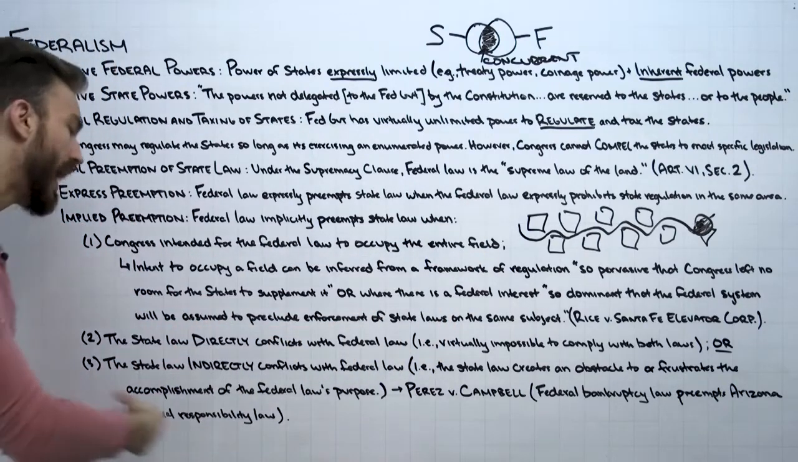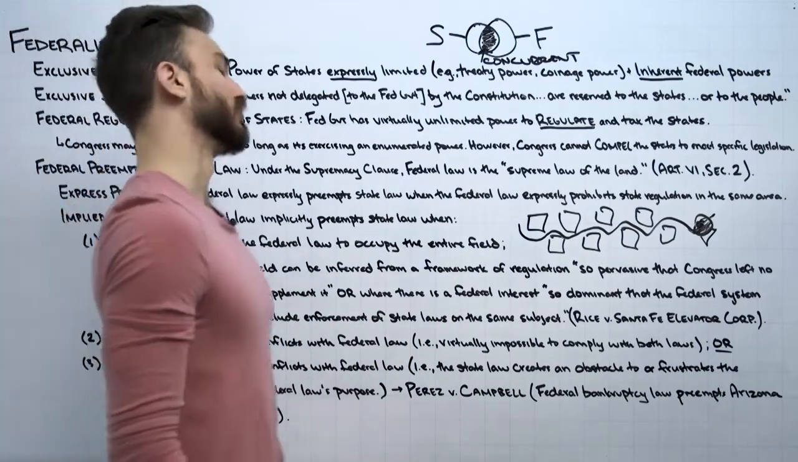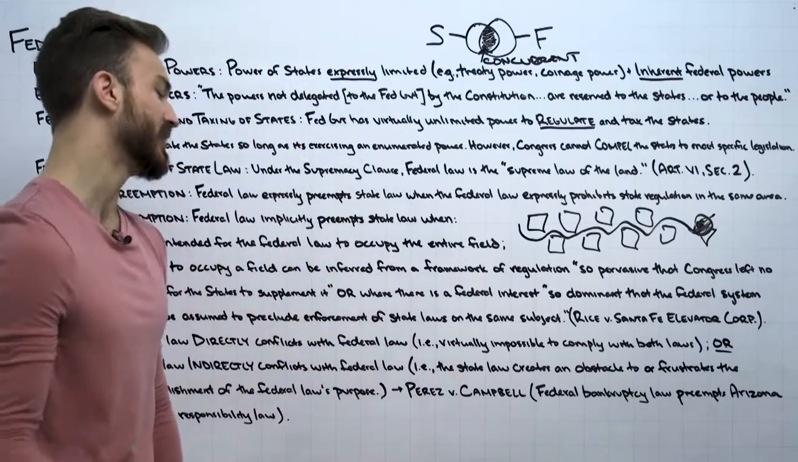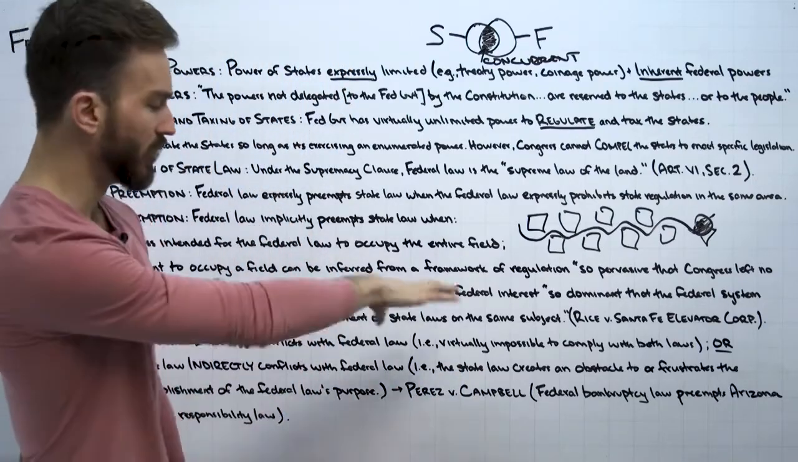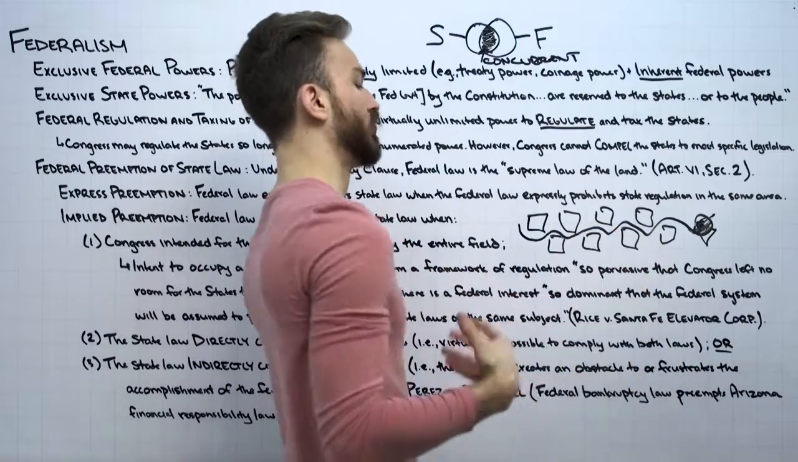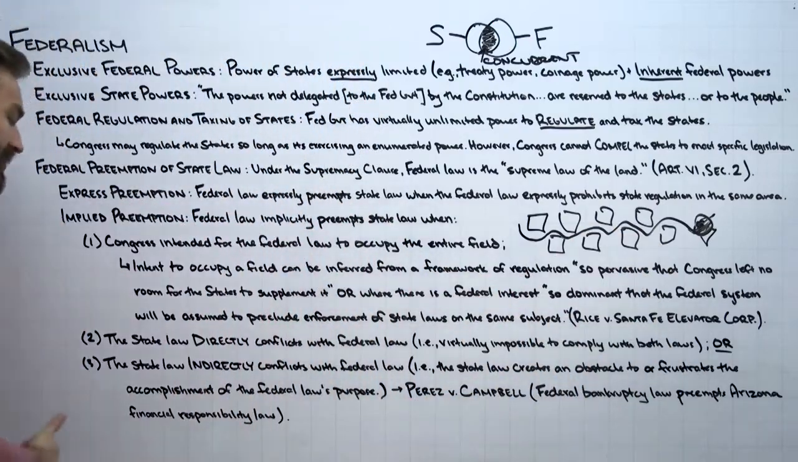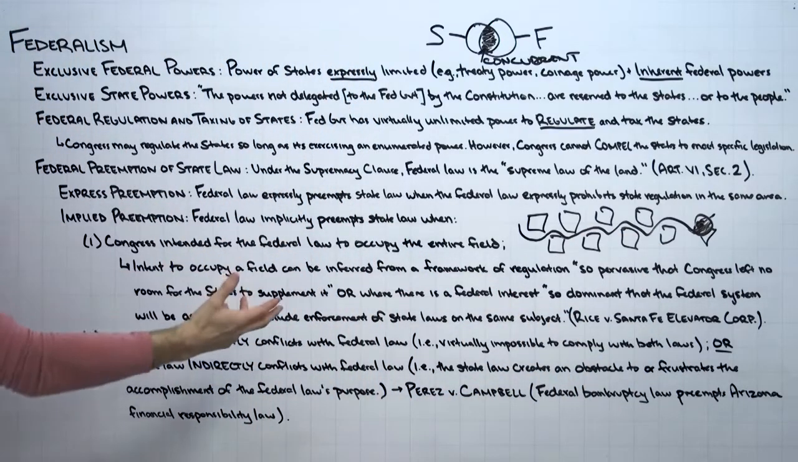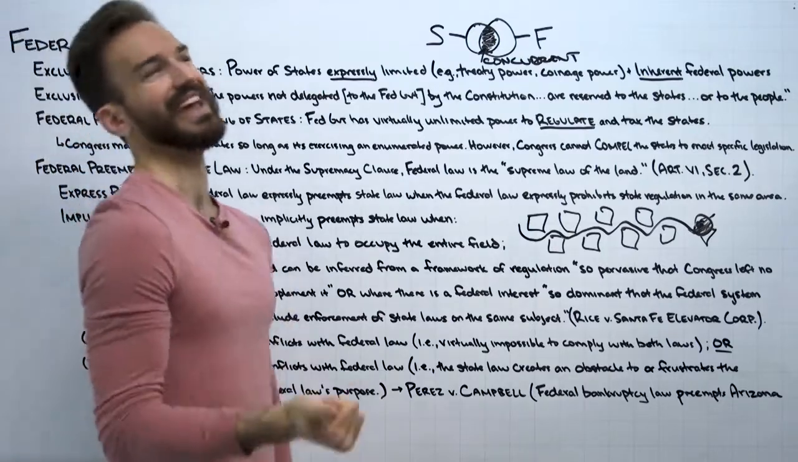The next we have under implied preemption is that federal law implicitly preempts state law when the state law directly conflicts with federal law. So this is very easy to see. Basically, if it's virtually impossible to comply with both laws, we're going to say it's a direct conflict and the federal law preempts the state law.